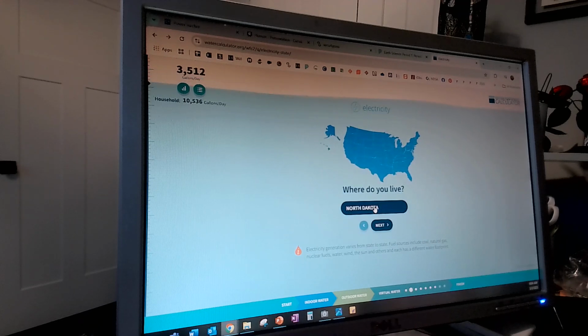So where do you live? North Dakota. This just wants to give an idea because obviously if you live in places like along the East Coast, you have a little bit shorter of a commute versus in North Dakota, we have quite a ways we have to drive between locations.